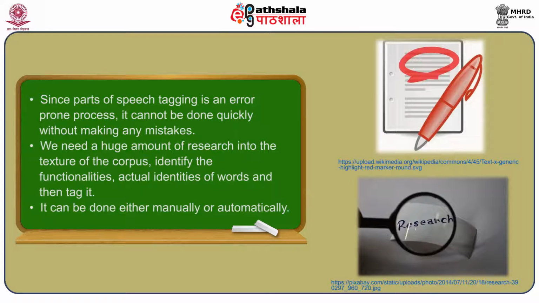Since parts of speech tagging is an error-prone process, it cannot be done immediately, quickly, without making any mistakes. We need a huge amount of research into the texture of a corpus, to identify the functionalities and actual identities of words. This has been a challenging task for decades among scholars all across the globe, to identify exactly the parts of speech of words and assign them.